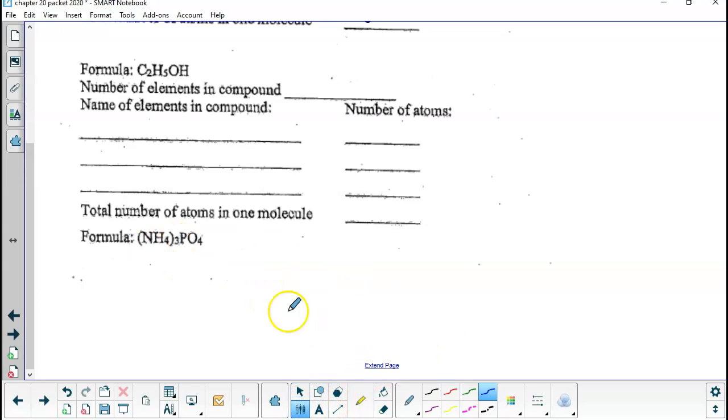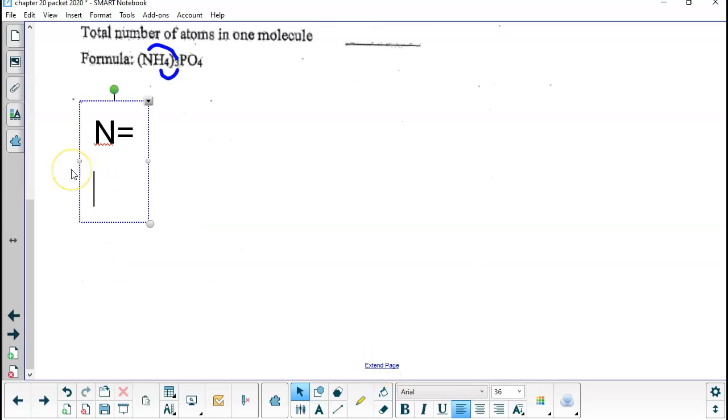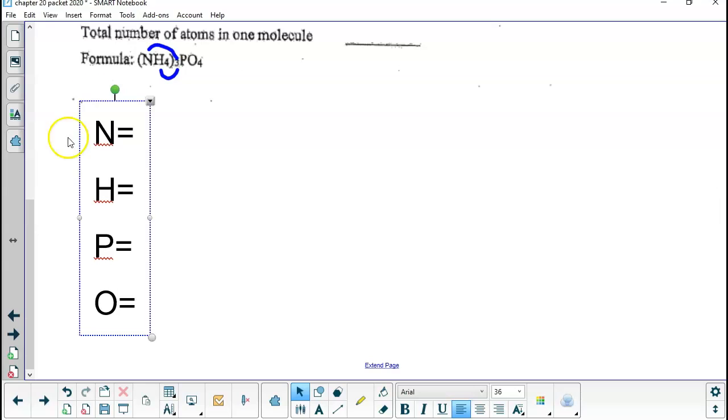Okay, so this 3 on the outside of the parentheses, we have to distribute that, just like you would do in math class. It's going to be for the N and for the H. So what that means is, in this formula, I still have some N's. Here, let me type it. It's going to be a little easier here. So I have some N's, I have some H's, I have some P's, and I have some O's.